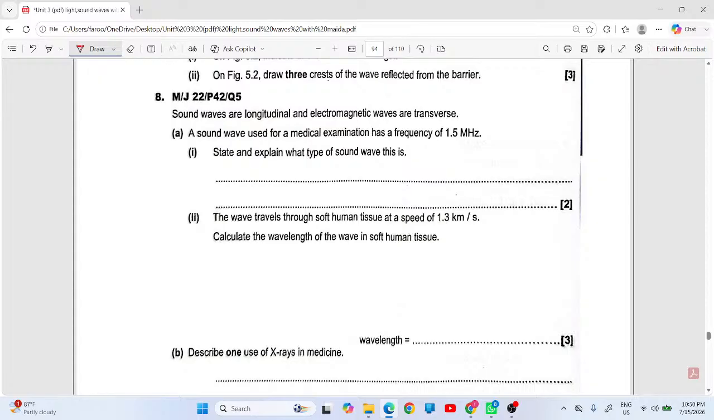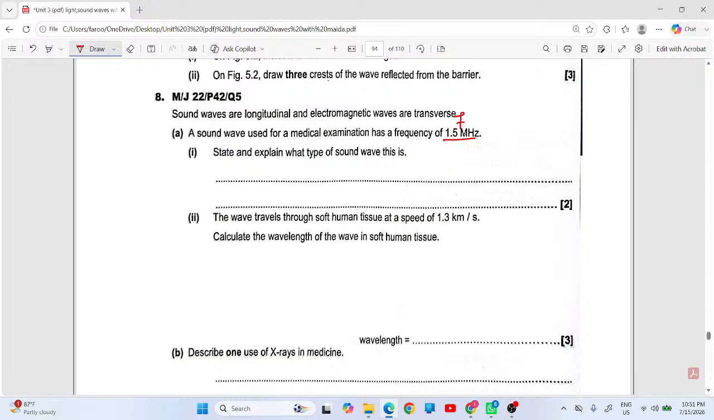Sound waves are longitudinal and electromagnetic waves are transverse. A sound wave used for medical examination has a frequency of this. State and explain what type of sound wave this is.